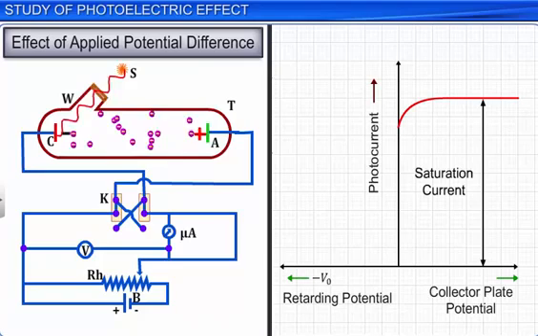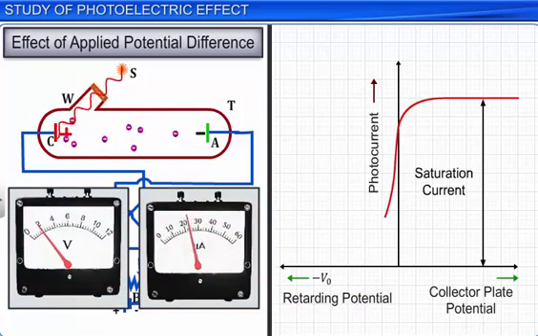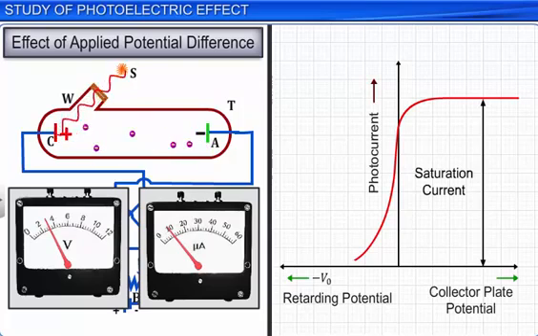Now the polarity of the cathode and the anode are reversed. This potential builds a positive charge on the emitter plate that attracts the emitted electrons. The negative charge on the collector plate repels the emitted electrons. Hence, this potential is called retarding potential. As the retarding potential increases, you will observe a sharp decrease in the photoelectric current. This decrease in the photoelectric current is attributed to the decreasing number of electrons that reach the collector plate.